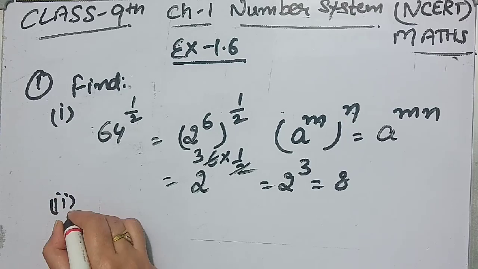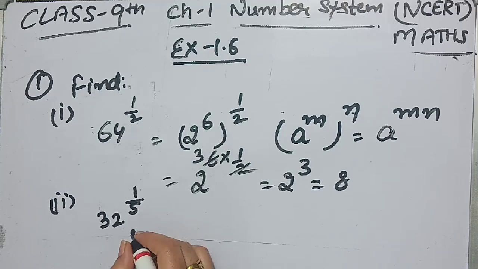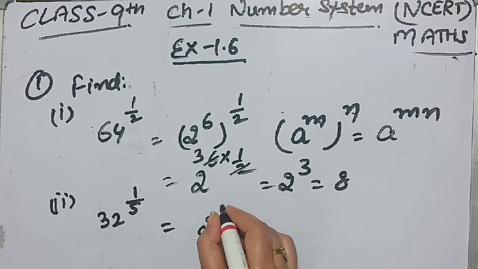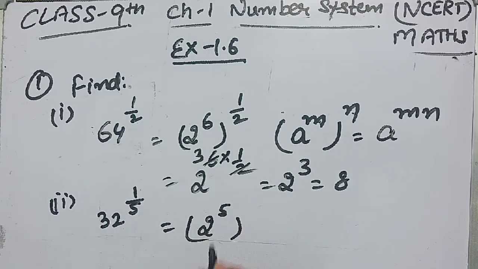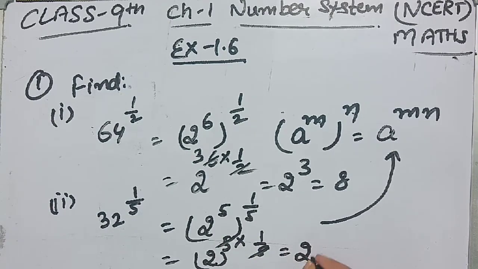Second part is 32 power 1 by 5. Similarly, when you make the factors of 32, you will get only the prime number 2. So you will get 2 five times, means 2 power 5 raising to power 1 by 5. In this question we will follow again this identity, a power m raising to n, then a power mn. a is 2 and power is 5 into 1 by 5. Now 5 cancelled, 2 power 1 is equal to 2.